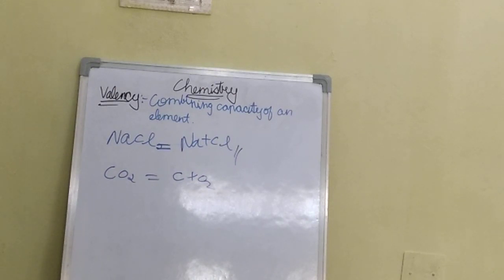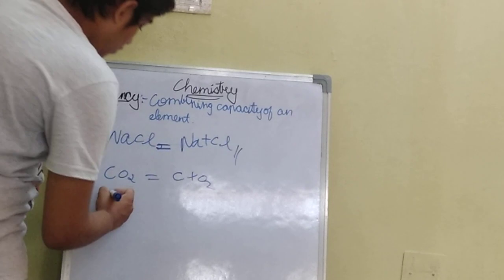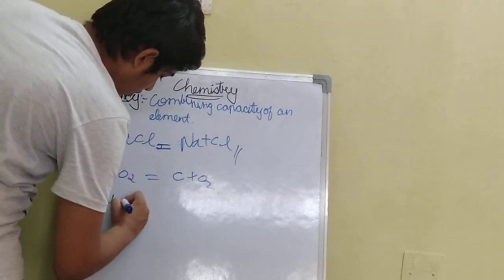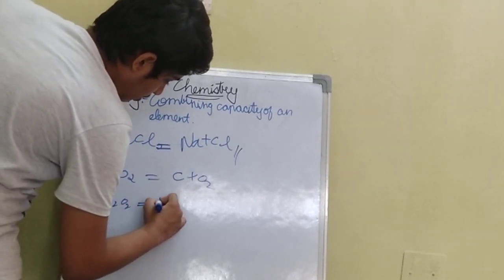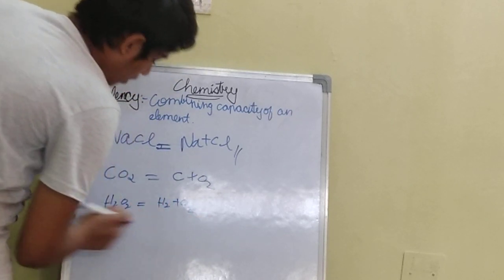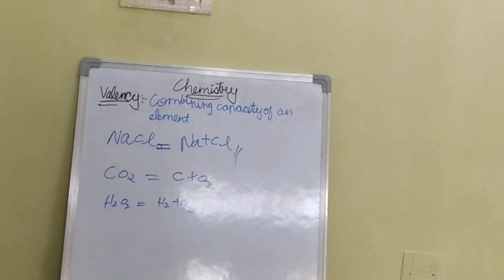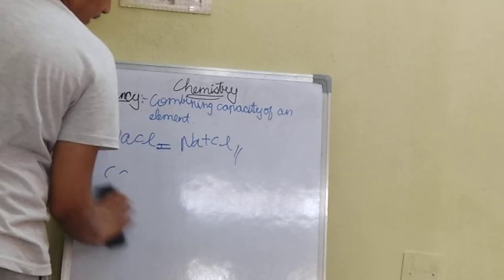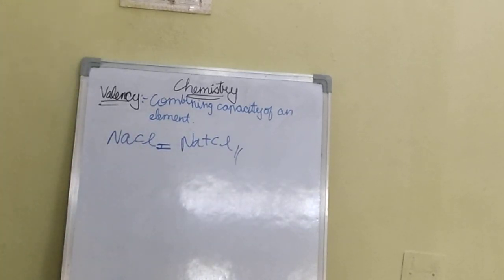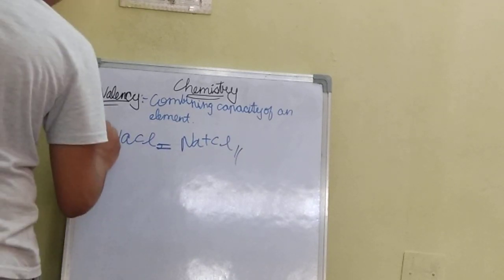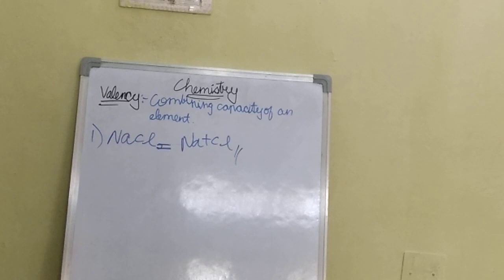One more example I'll tell you: H2O2, which is H2 plus O2. We will call it hydrogen peroxide. This is valency, the examples I gave. Now I'll tell you about one of those examples. The next examples you do on your own.